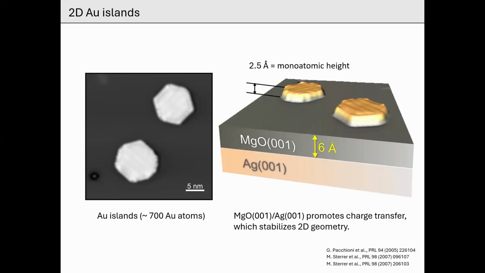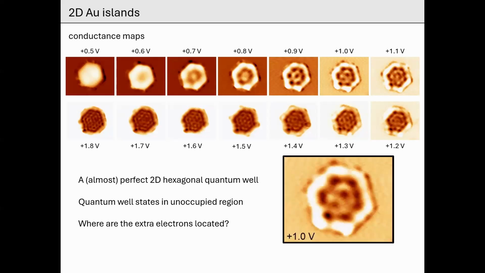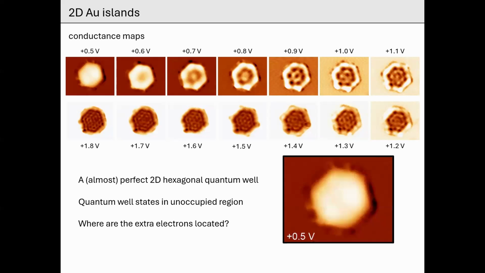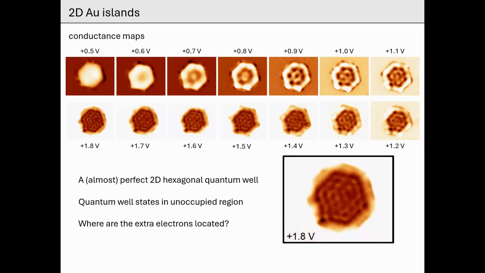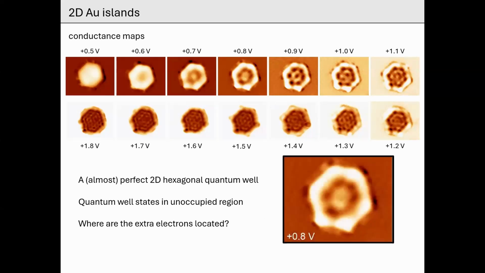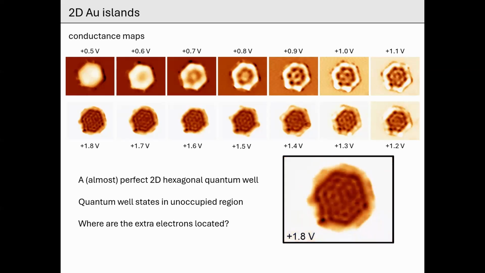Now, the nice thing, which is not so much related to the topic of the talk, is simply this. We see here STM conductance maps, where we probe, in principle, the electron density on the surface, and here you see indicated the bias voltage. This is positive, which means unoccupied states. And we see very nice patterns, stationary states. So this island is a perfect hexagonal two-dimensional quantum well, and what we see here are quantum well states. Basically, this is what you know from the introduction to quantum mechanics, the particle in a box system.